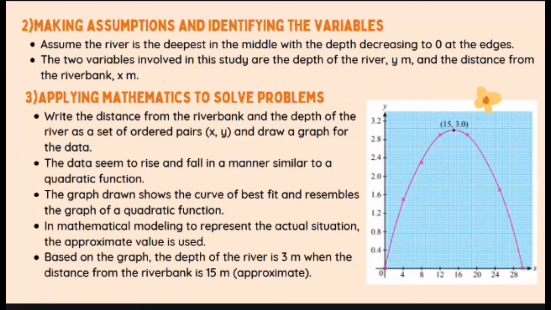Write the distance from the river bank and the depth of the river as a set of ordered pairs X and Y, and draw a graph for the data. The data seem to rise and fall in a manner similar to the quadratic function. The graph drawn shows the curve of best fit and resembles the graph of a quadratic function.